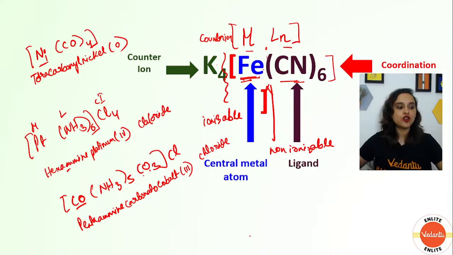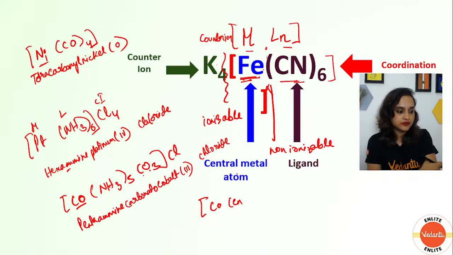All right. Now let me give you another complex one. Here, take a look at it. Cobalt, okay? What is this EN? EN is basically your ethylene diamine. It is a short form for ethylene diamine.